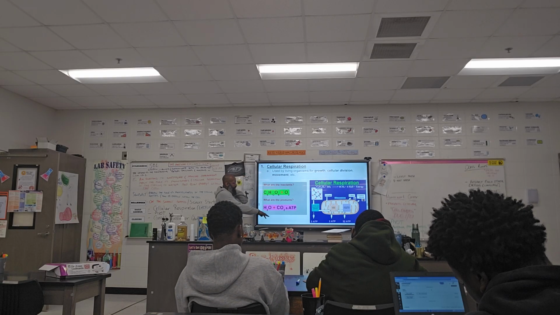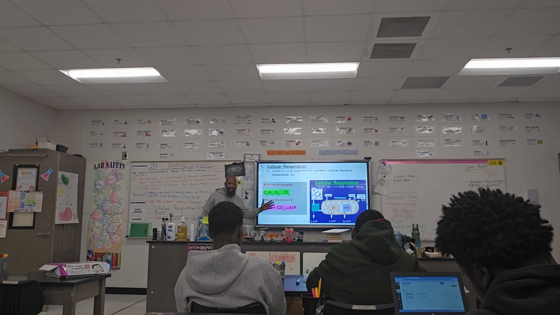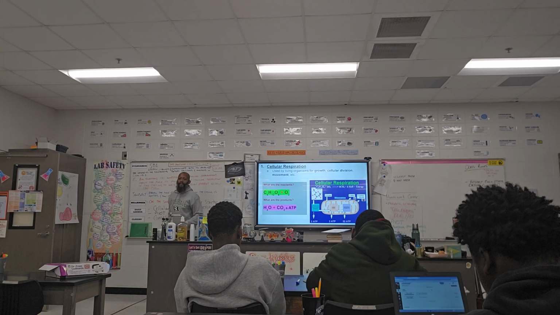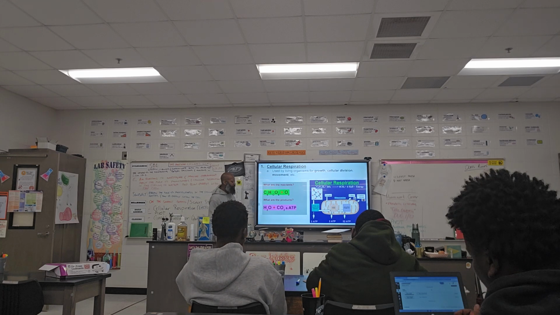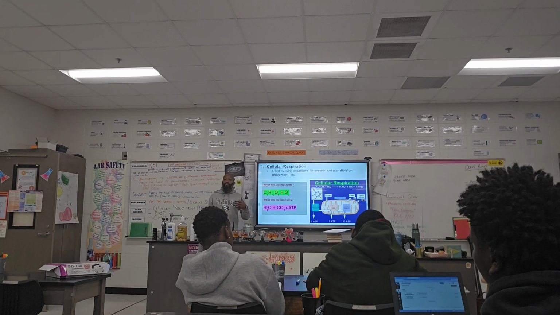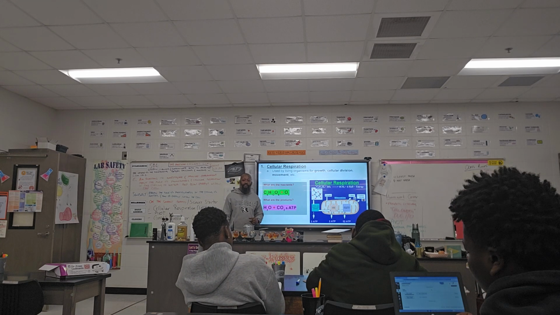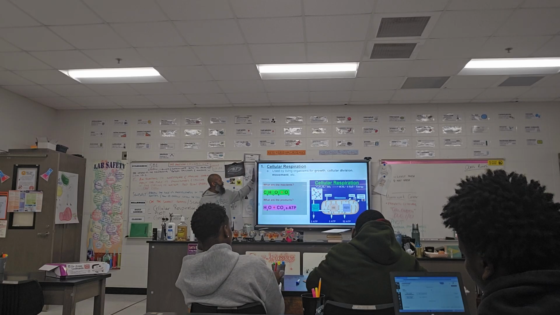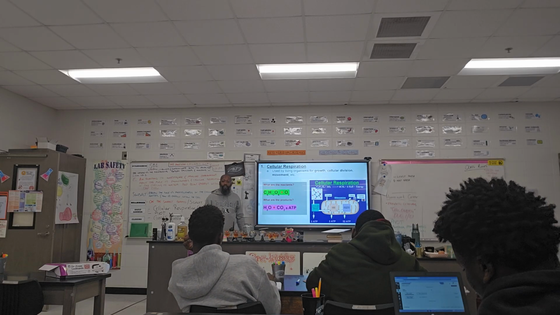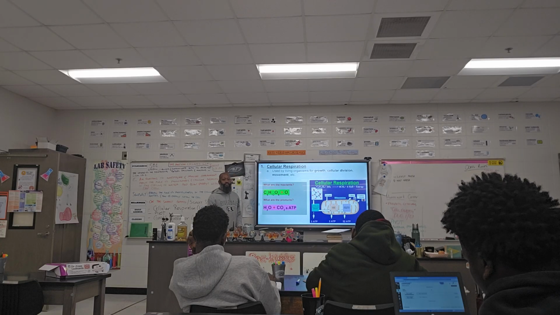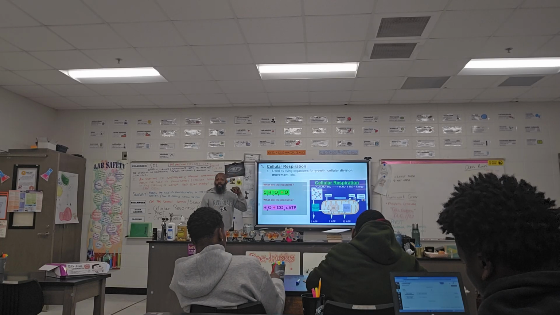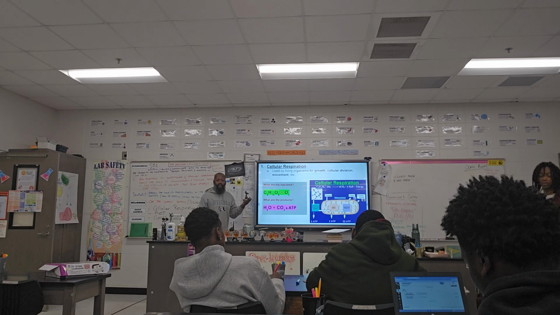What is the relationship of these two formulas? How is this formula of cellular respiration related to photosynthesis? You can tell me. It's flipped, right? Do we see that?